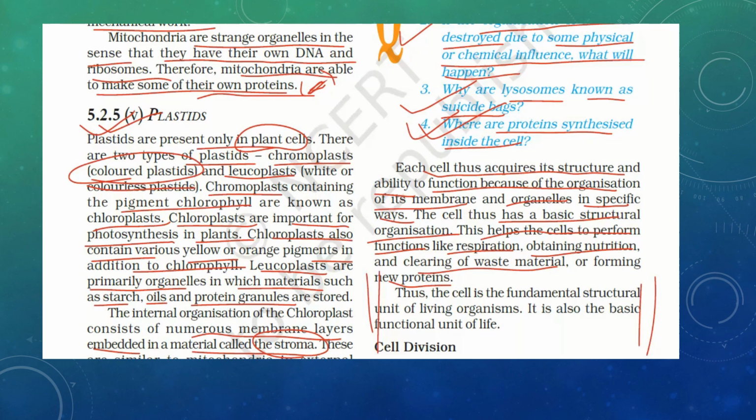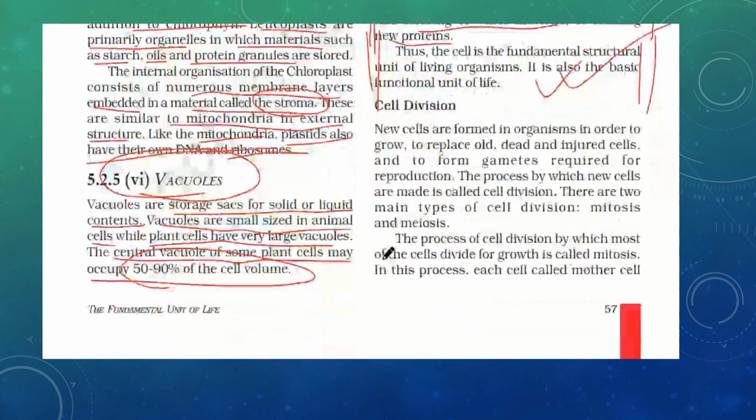So we have spoken about the fundamental basis of life, the cell, and all the cell organelles that we have completed today. They have so many functions: respiration, obtaining nutrition, clearing waste from the body, and forming new proteins. So many functions are there in this cell, right? Now in the next class we will be discussing cell division. Today's episode, we have completed all cell organelles with details and diagrams, right?